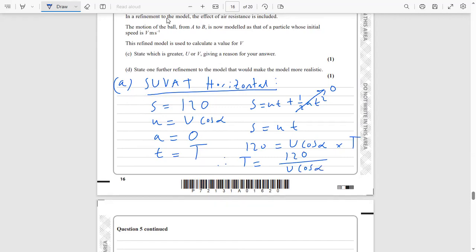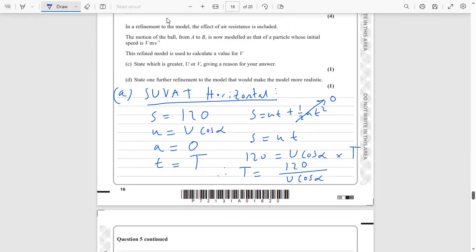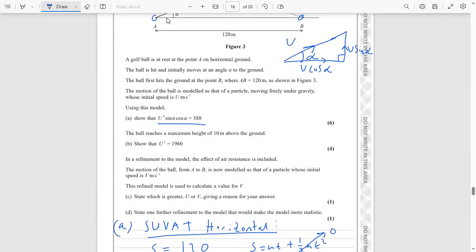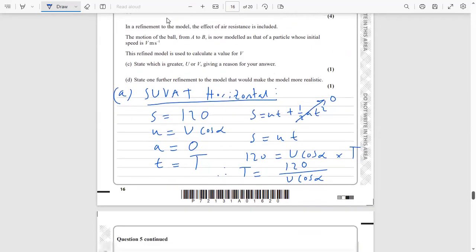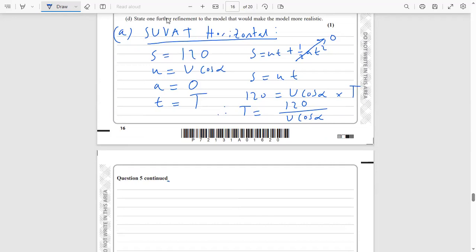I'm pretty much sure it will be helpful to get the final answer that we need, this result here. So we've done SUVAT horizontally. We can't really do much more with that. Now let's do SUVAT vertically. Let's do the same calculation, but in the vertical direction.